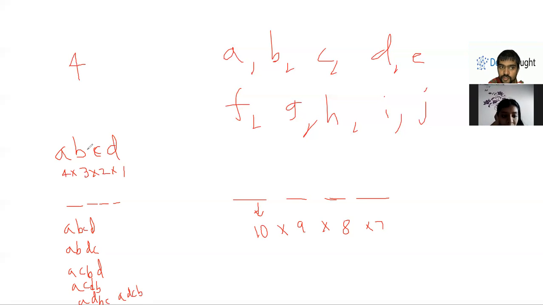Only for A you got 6. Like that, if you start with B, another 6. You start with C, another 6. You start with D, another 6. You're getting 24. But writing all the time is difficult, right?